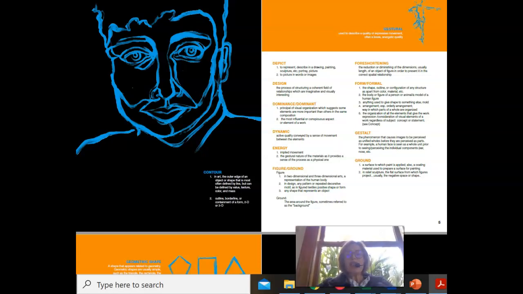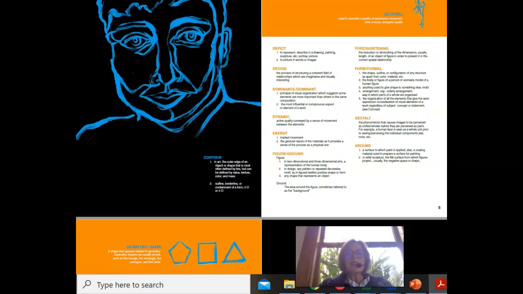The term foreshortening is a good one as well. The reduction or diminishing of the dimension, usually length, of an object or figure in order to present it in its correct spatial relationship. It's a technique used by artists really in the Renaissance. We're not going to really see the use of very much foreshortening in our course. We will look at it a little bit in the Greek period.